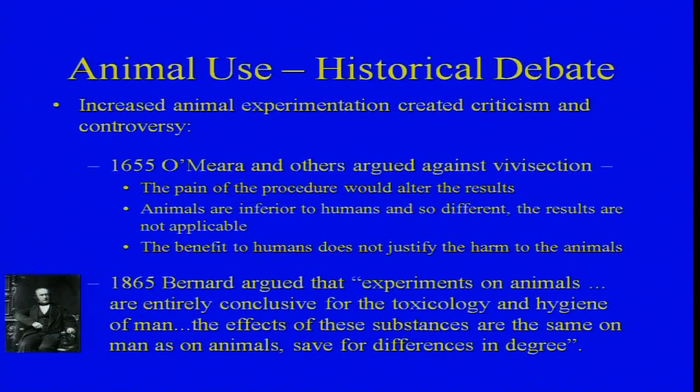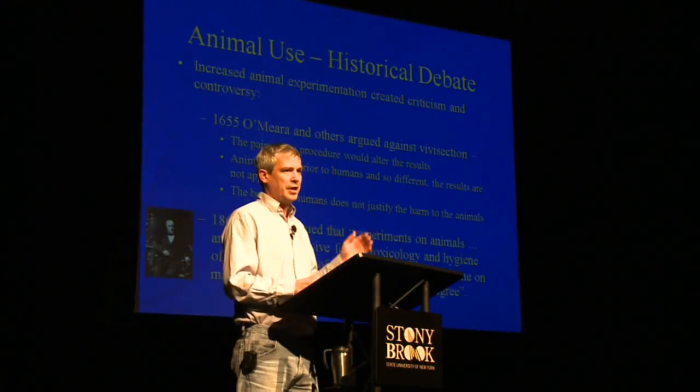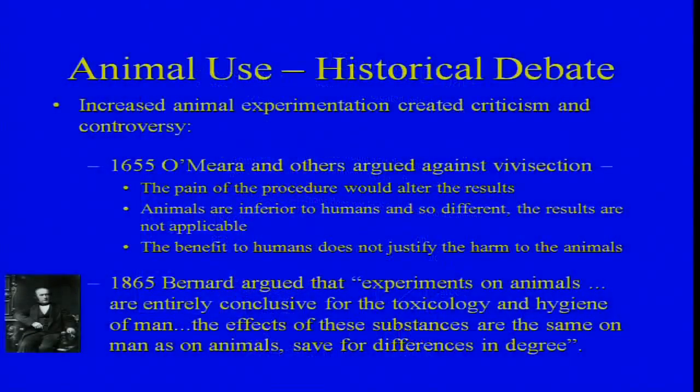As we go through history and the act of vivisection became more and more popular in the 1600s and 1700s, the populations became divided with different feelings for or against the act of vivisection. There were people in the camp of Edmund O'Meara who said that no, it shouldn't be allowed for a number of reasons. One, the pain of the procedure would alter the results, so the data you're getting could not be accurate. They say that animals in general are inferior to humans, and so the results could not be translatable at all. And then there are those that bring ethics into it, saying that the benefit to humans just simply cannot justify the harm that you're doing to the animals.